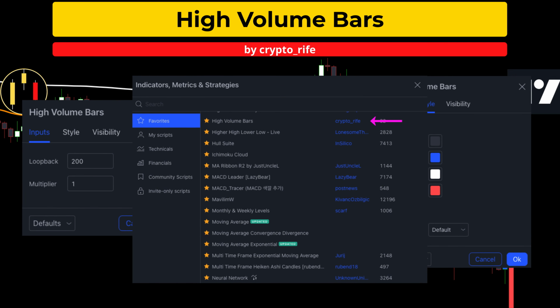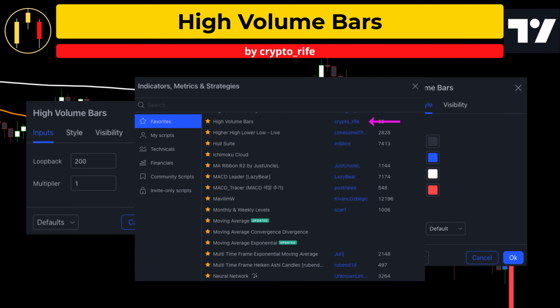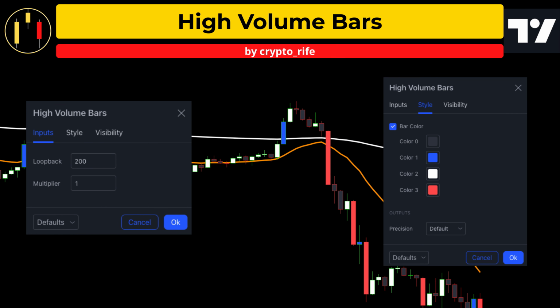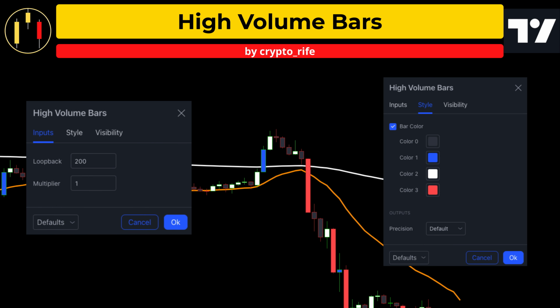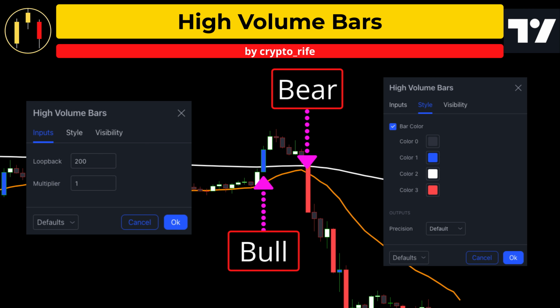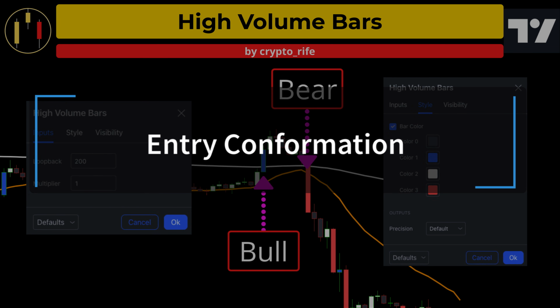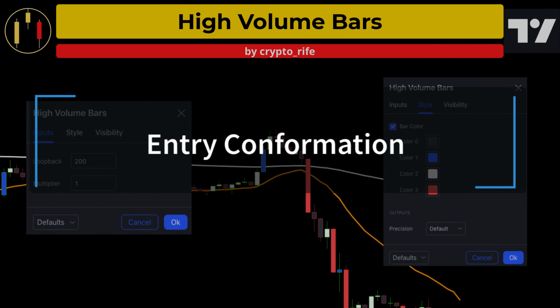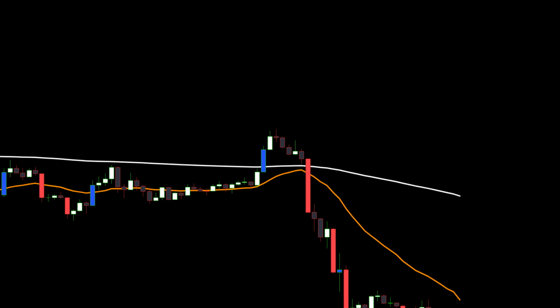The third study is high volume bars. Inputs and style will be kept at default. This indicator colors the candlesticks on the chart when high volume appears as compared to previous volume levels. A blue solid bar signifies increased bullish volume, and a red solid bar represents increased bearish volume. This study will be used to confirm entry signals.